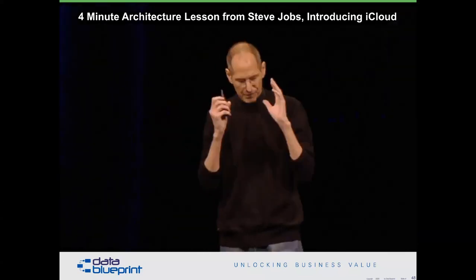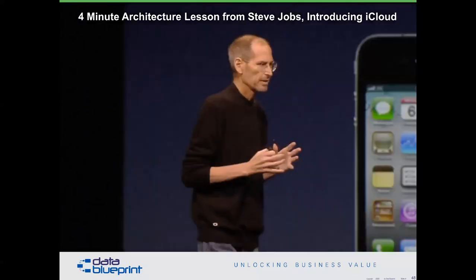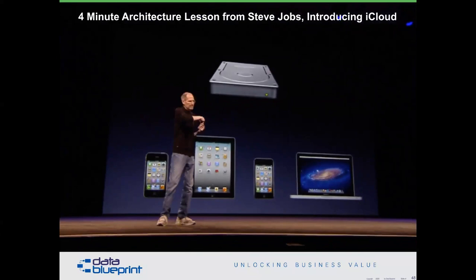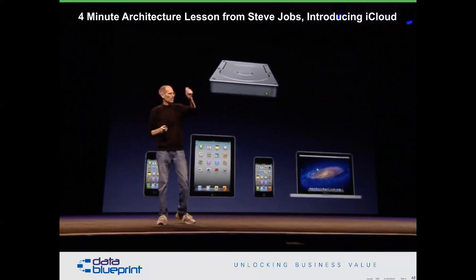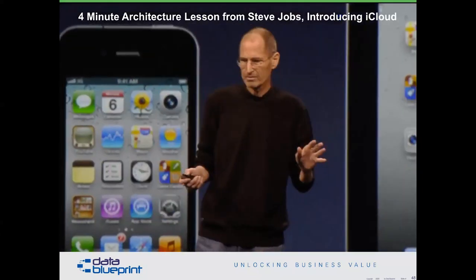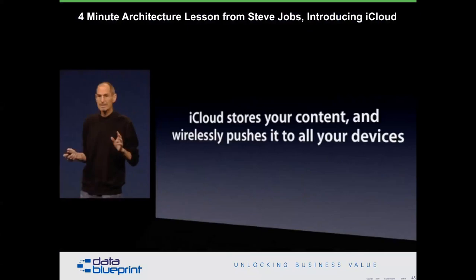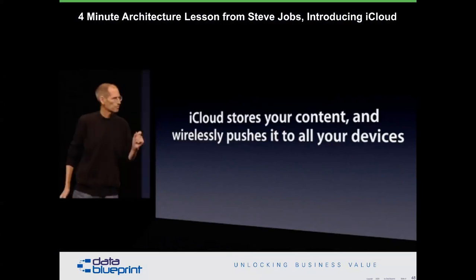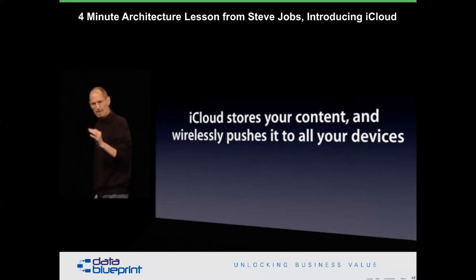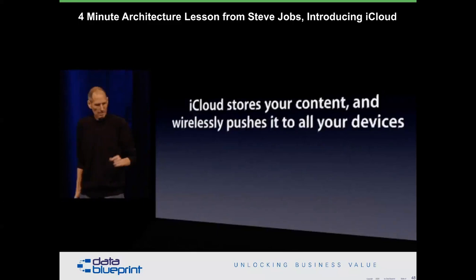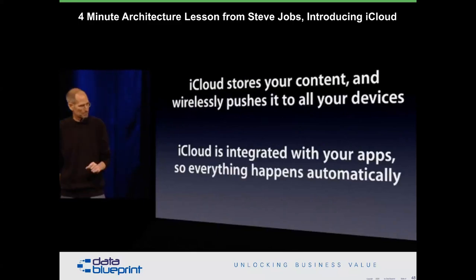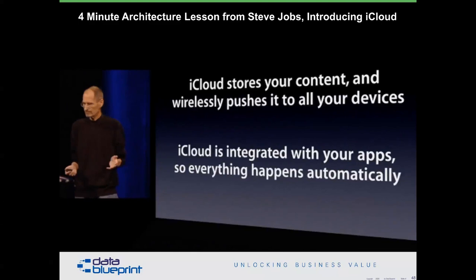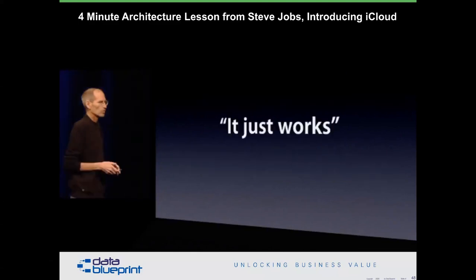Now, some people think the cloud is just a hard disk in the sky, right? And you take a bunch of stuff and you put it in your Dropbox or your iDisk or whatever, and it transfers it up to the cloud and stores it, and then you drag whatever you want back out on your other devices. We think it's way more than that, and we call it iCloud. Now, iCloud stores your content in the cloud and wirelessly pushes it to all your devices. So it automatically uploads it, stores it, and automatically pushes it to all your other devices. But also, it's completely integrated with your apps. And so everything happens automatically, and there's nothing new to learn. It just all works. It just works.